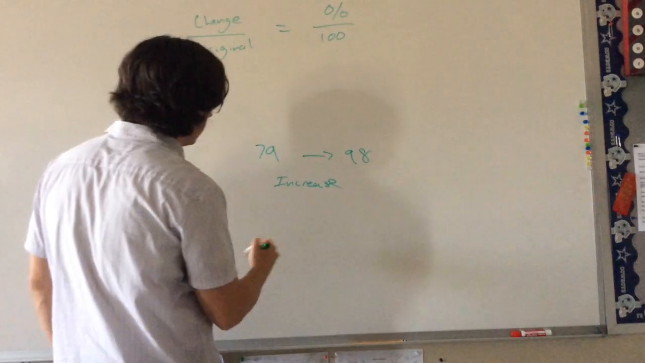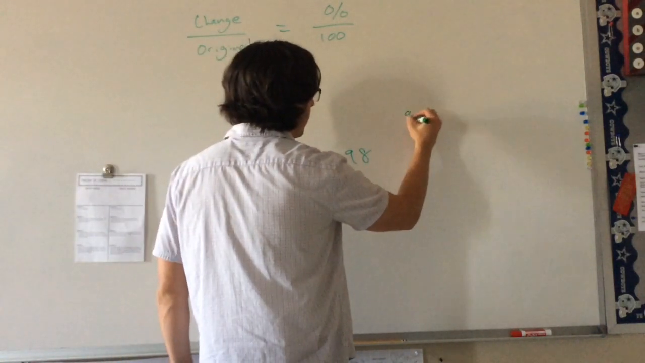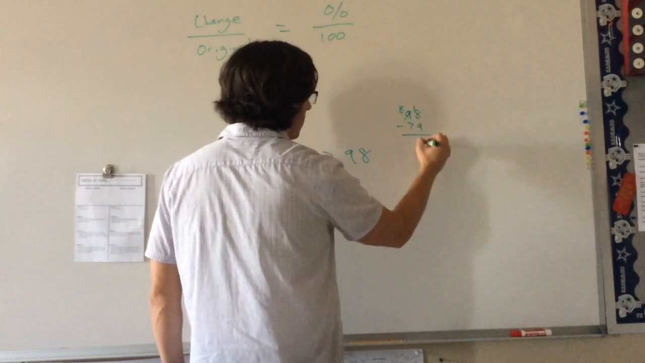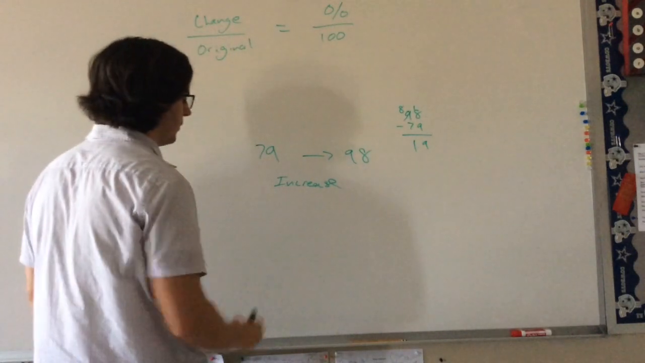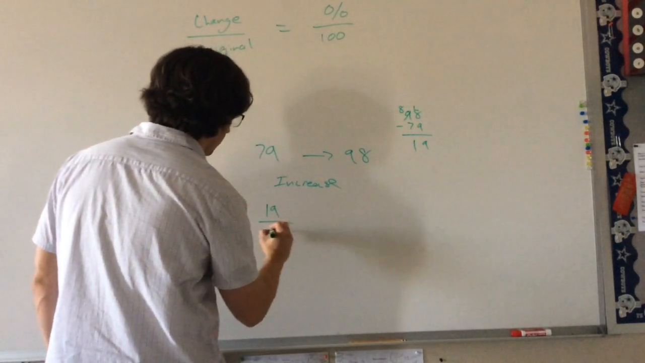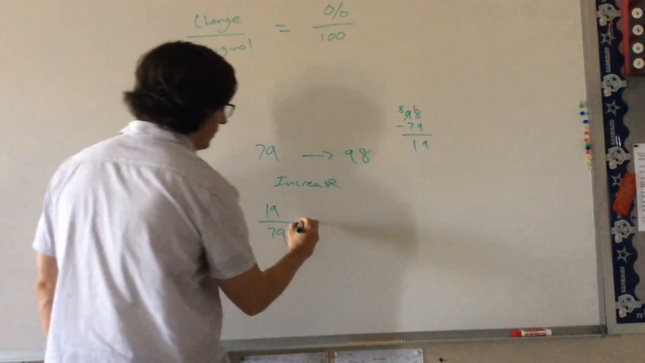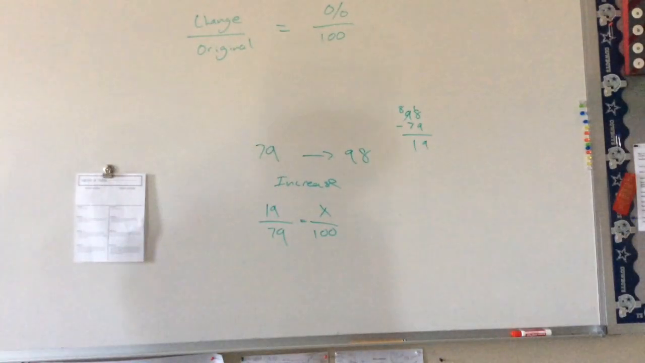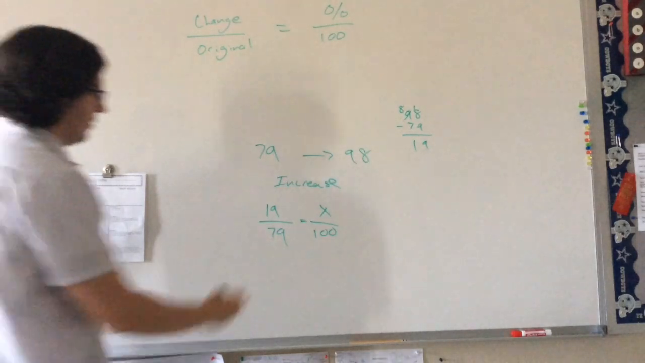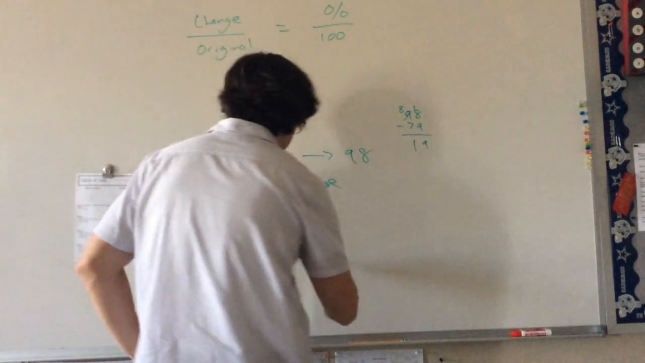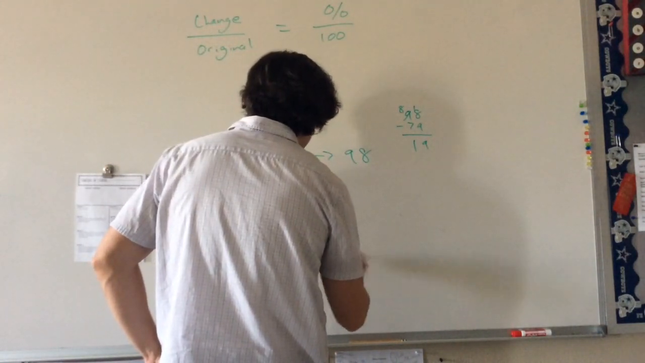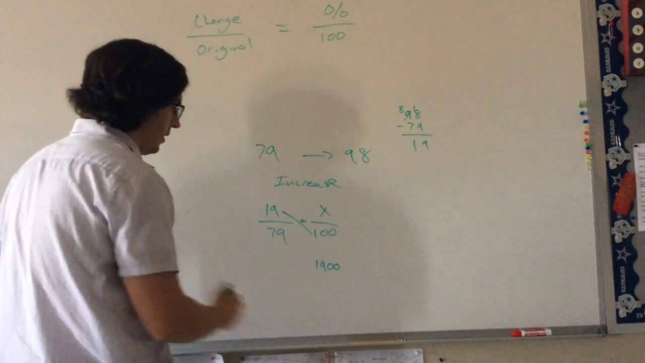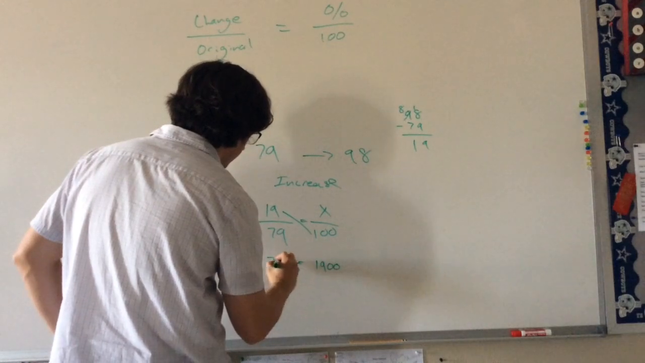So again, it's going to be change over original, so 98 minus 79 gives me 19. So we're going to have 19 over 79, my original, is equal to x over 100. And again, we don't have the scale factor here, so we're going to have to cross multiply and divide. So 19 times 100 is going to give me 1,900, and then that's going to be equal to 79x.